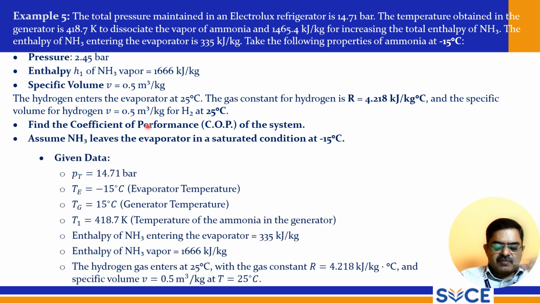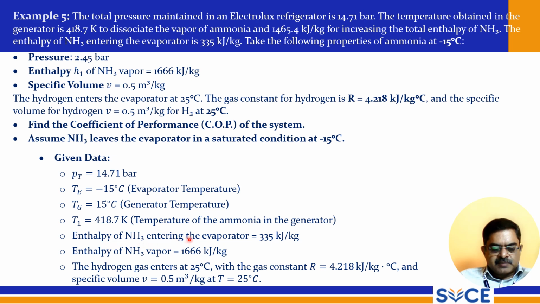So given data, first list down all the given data. Pressure equal to 14.71 bar, TE equal to minus 15 degrees Celsius, and TG equal to 15 degrees Celsius, that is generator temperature, and TE is evaporator temperature. T1 equal to 418.7 Kelvin, temperature of the ammonia in the generator.